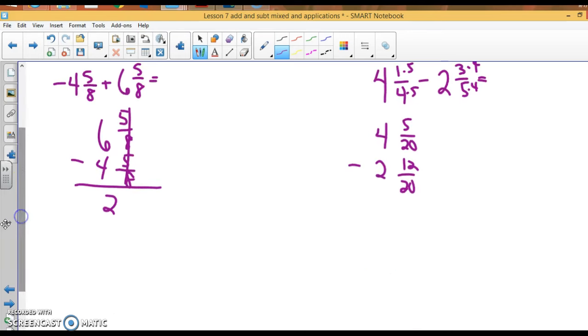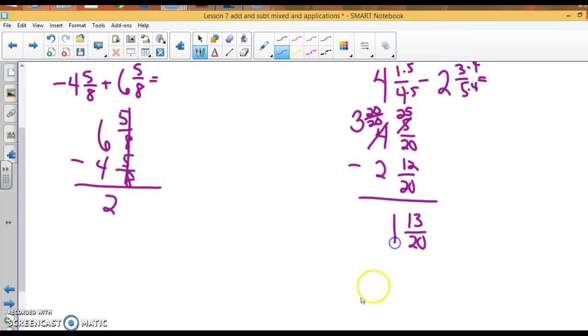Now, 5/20 minus 12/20 you cannot do. So you need to borrow from the 4 and make it a 3. But the one you're borrowing is 20/20. Look at this. 4 is the same as 3 and 20/20. But you already had 5/20 here. So 20/20 and 5/20 makes this 25/20. Now I can subtract. 25/20 minus 12/20 is 13/20. 3 minus 2 is 1.